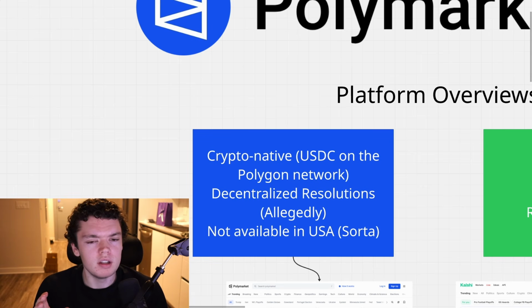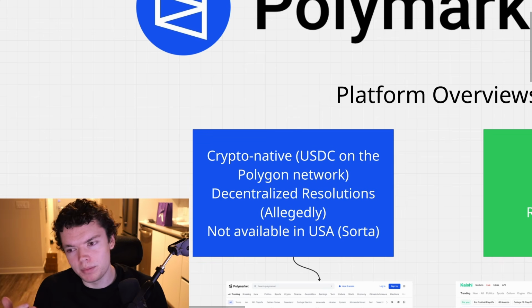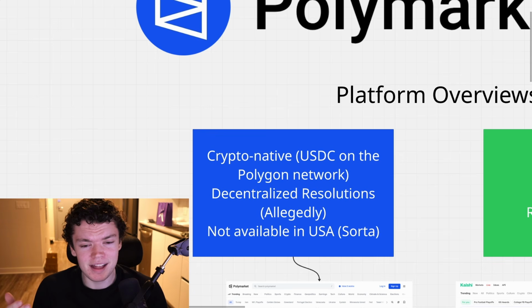Sorta. They do have an app. You can get on the waitlist for the app. And I think the app, I don't have the app, but I think the app is just sports only. But it's not available in the US, sorta.